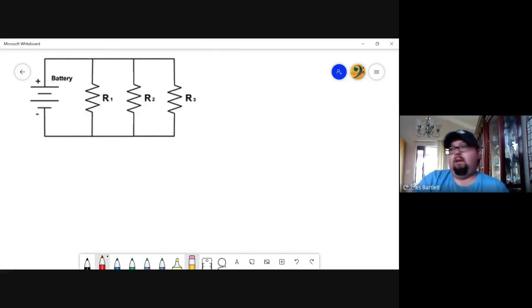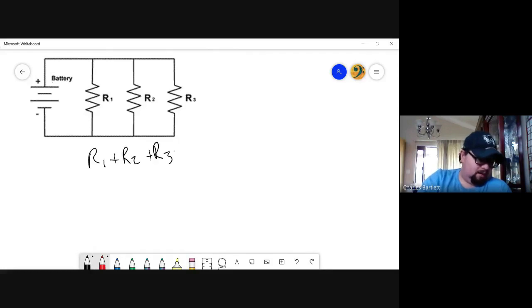Okay. So the way that we add up this resistance is not by simply going R1 plus R2 plus R3 like we would in a series circuit. That's not going to give us the answer. It'll give you frowny faces because everybody makes that mistake for parallel circuits.